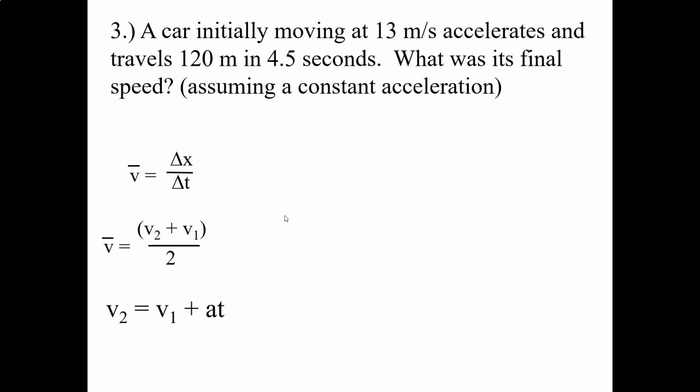Problem number 3: a car initially moving at 13 meters per second accelerates and travels 120 meters in 4.5 seconds. What was its final speed, assuming the acceleration is constant? Okay, so it gives us our initial velocity again. It uses the word accelerates, but it doesn't give us the acceleration. It gives us the displacement, and it gives us time. And we're looking for v2 equals question mark.